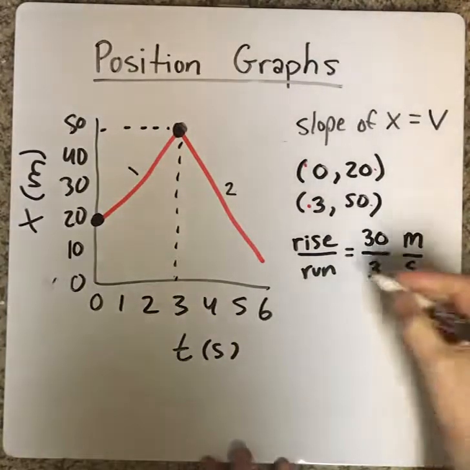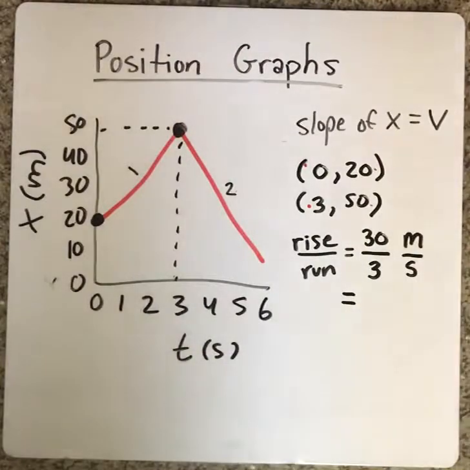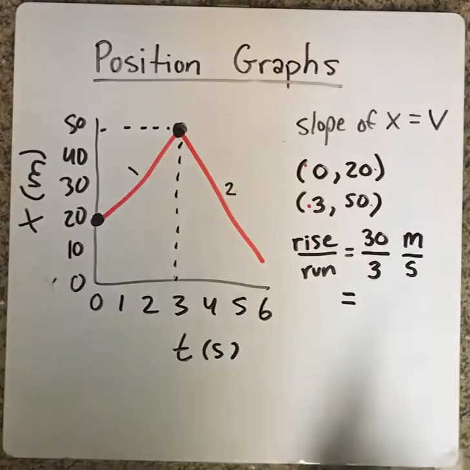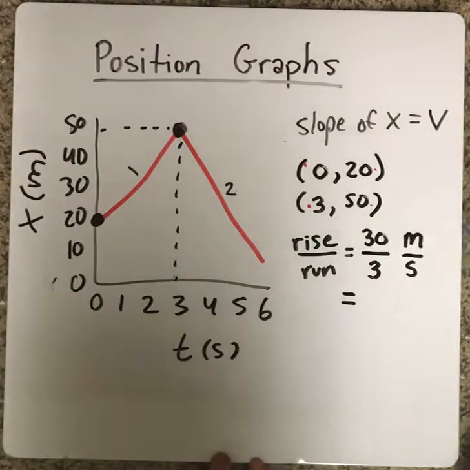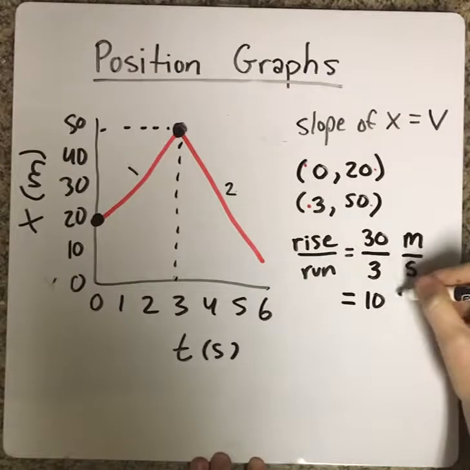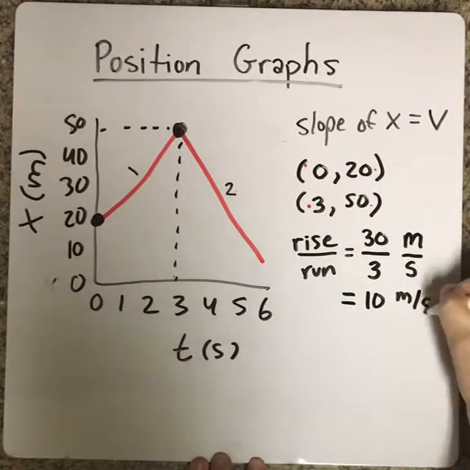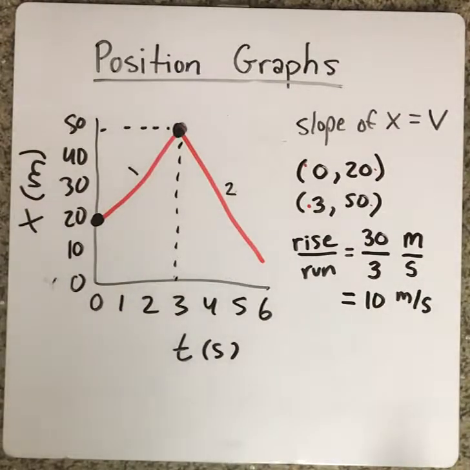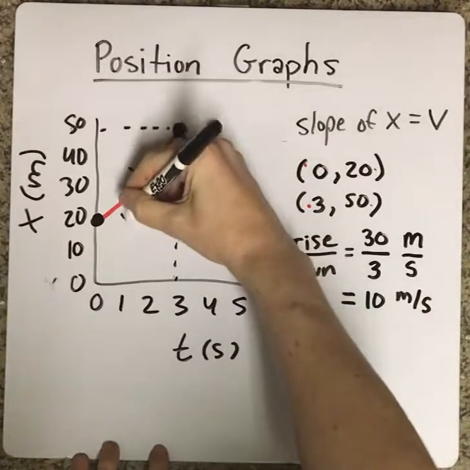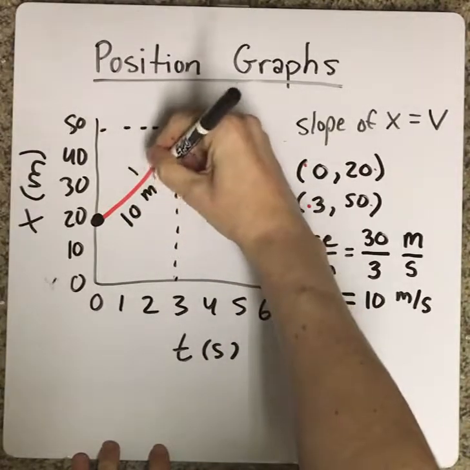So notice I'm going to get an answer that is meters per second, and those are appropriate units for velocity. On the computer, you should never leave your slope as a fraction. You need to put it in a calculator and get a number or a decimal. In this case, 30 divided by 3 is 10. So this object had an initial velocity of 10 meters per second. I'm going to write that on the graph so that I don't forget.